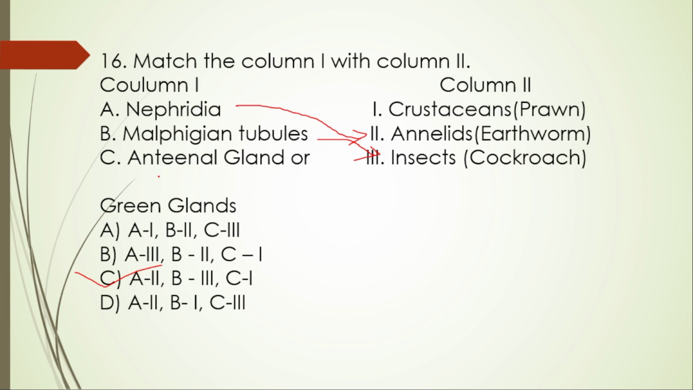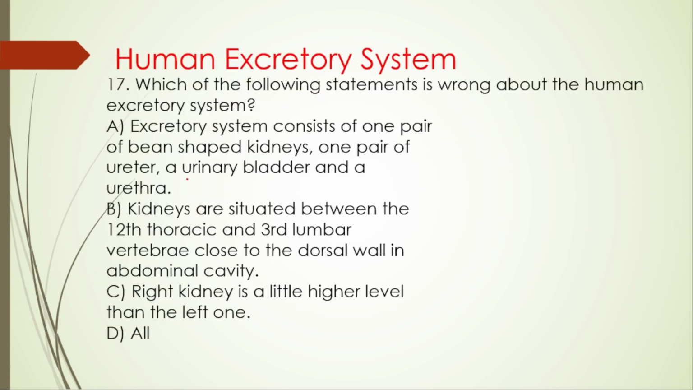Antennal gland, this is not double T double N, it must be double N A L. Antennal gland, this one is for crustaceans. So from the next 17th question onwards, we are going to discuss the human excretory system.